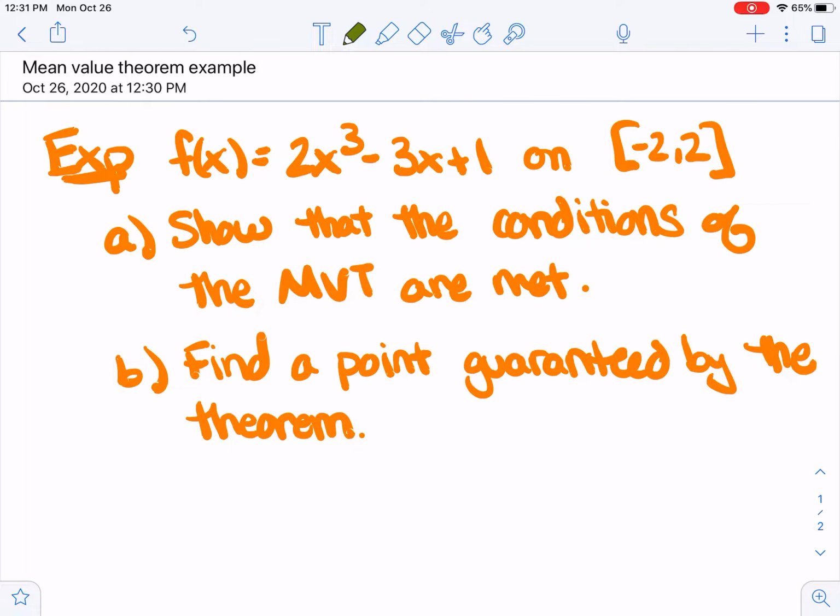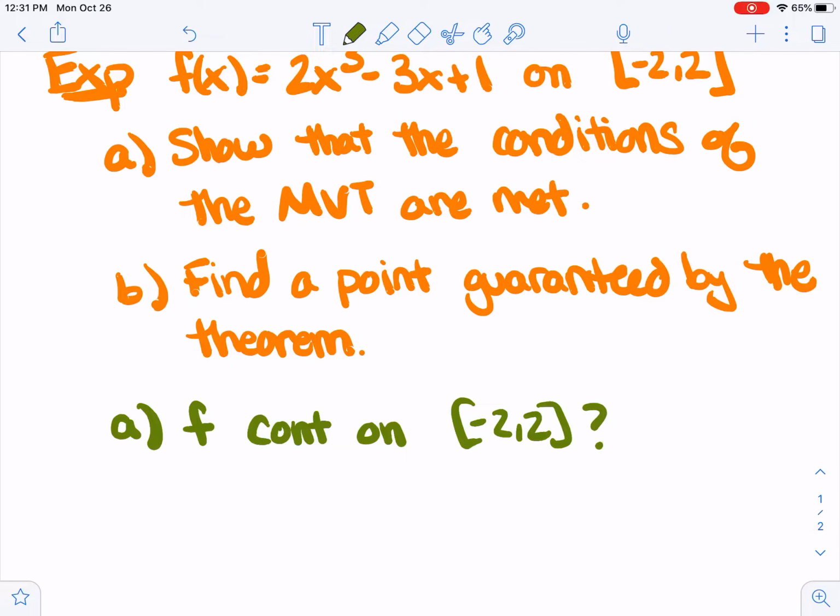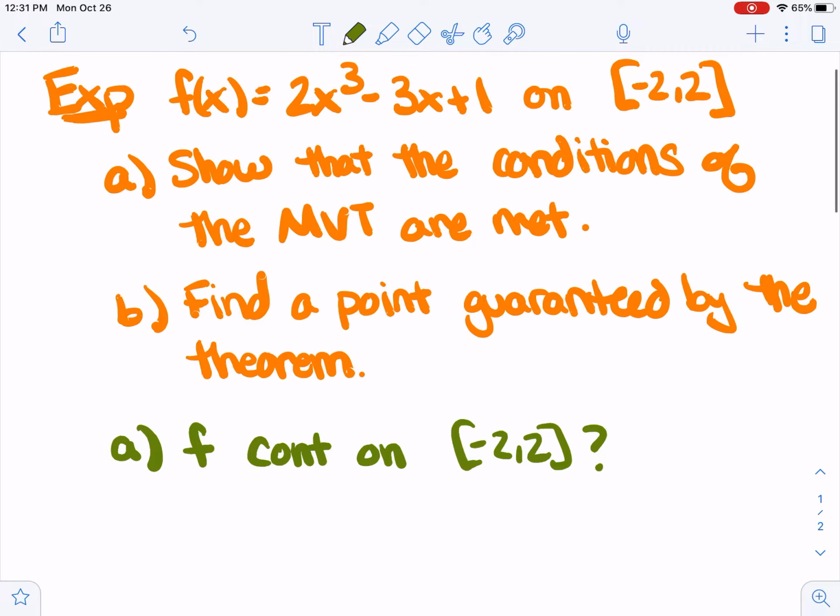All right, we're going to verify the mean value theorem here. We're going to start by showing that the conditions of the theorem are met. And the conditions are, so one is f of x continuous on -2 to 2. And the answer is yes, this is a nice function that doesn't have any asymptotes or jumps or holes or anything like that. So it's a polynomial. It's definitely continuous. So that's a yes.